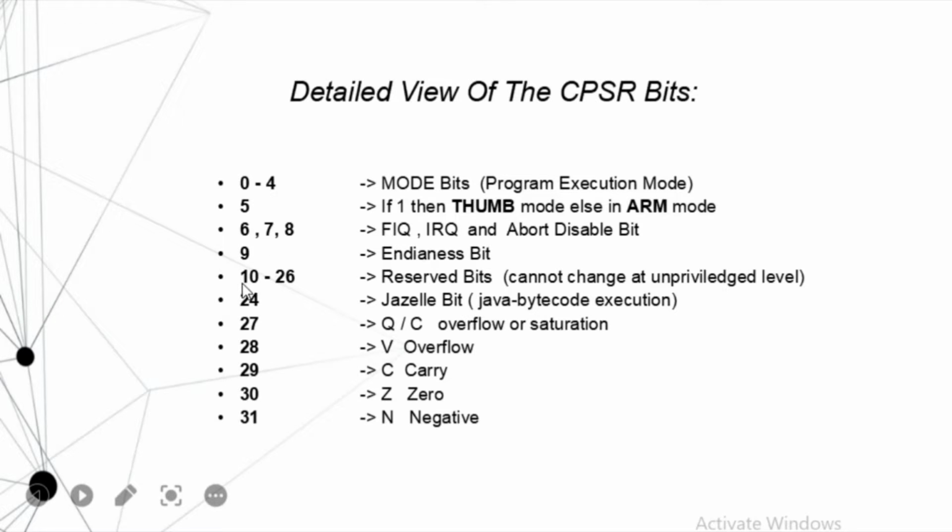Talking about the next set of bits from 10 to 26, these are reserved bits. We can see these bits but we are not able to use them in our program.